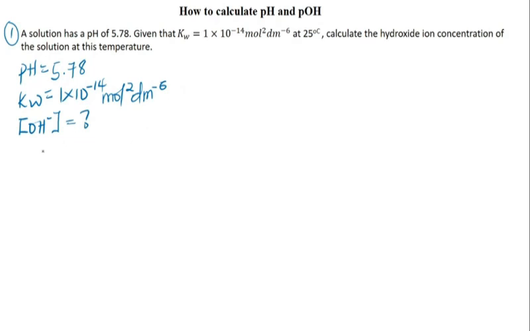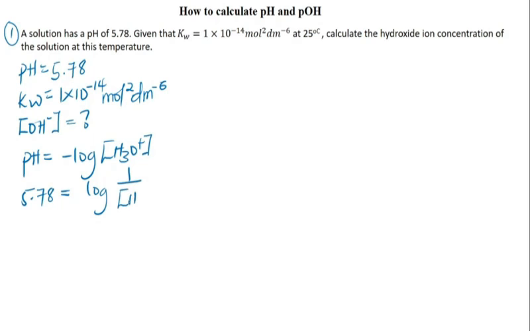So let's start. First of all, we are going to use the pH value we have over here to get the hydronium ion concentration in the solution. So we have pH is equal to negative log H3O plus in solution. So we have 5.78, which is the value of the pH, is equal to log 1 over H3O plus ion in solution. Now note, log is always with the base 10, so the 10 will come and be raised to the power 5.78 to get rid of the logarithm over here, the first law of logarithm.